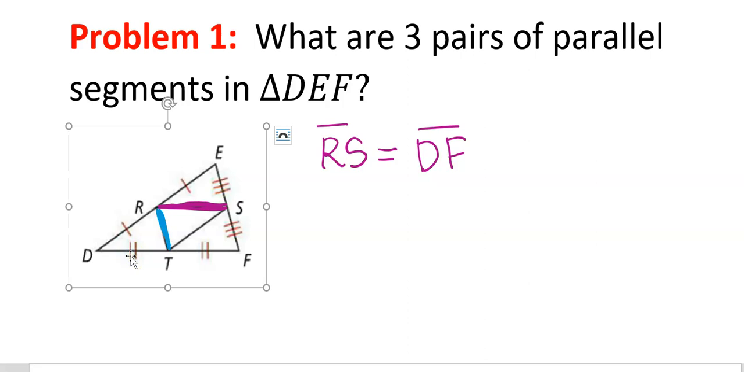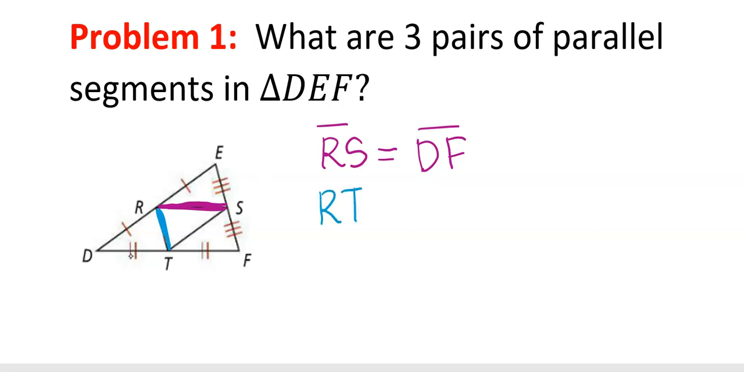It would be a midsegment. And what is this one parallel to? RT would be parallel to FE. Is that what you said, FE? Okay. And then we would do the same thing on the last one.